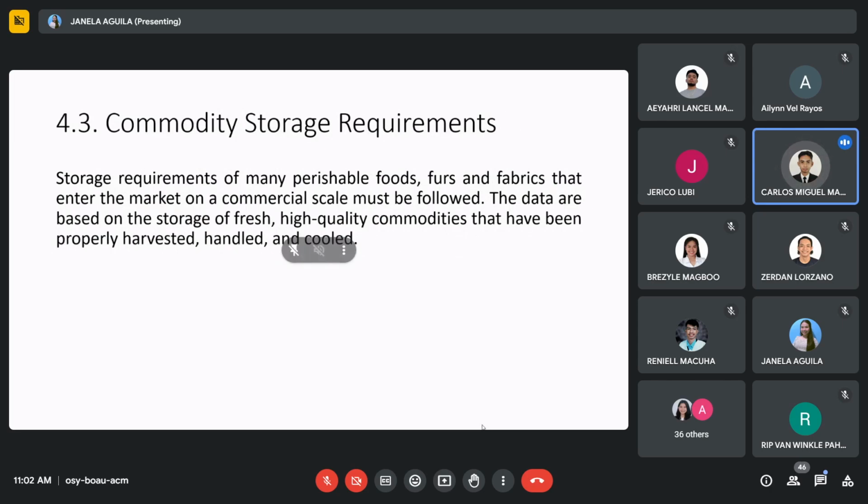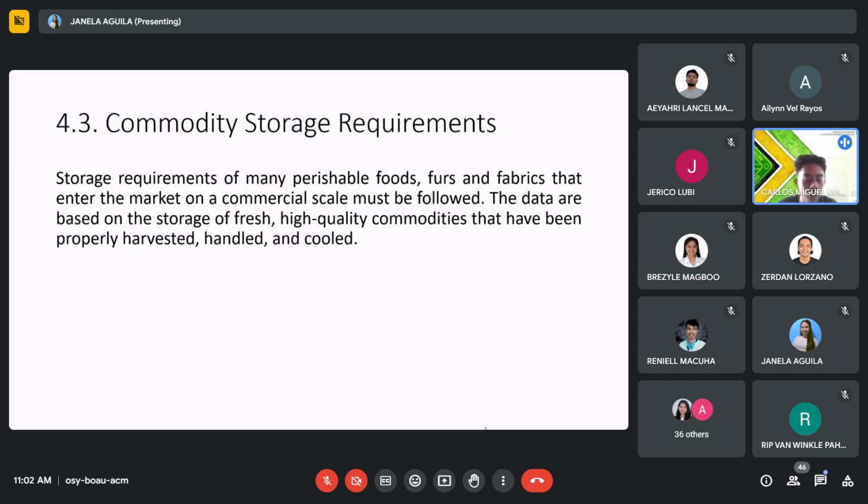Next naman po ay para sa commodity storage requirements. Storage requirements of many perishable foods, flowers, and fabrics that enter the market on a commercial scale must be followed. The data are based on the storage of fresh, high-quality commodities that have been properly harvested, handled, and cooled. Based from previous topics states the importance of preservation of foods by cooling and freezing para maiwasan natin yung mga possible na pagbuo o pagkalat ng microorganisms or enzymes sa food na siyang sanhi ng madaling pagkasira ng food products.